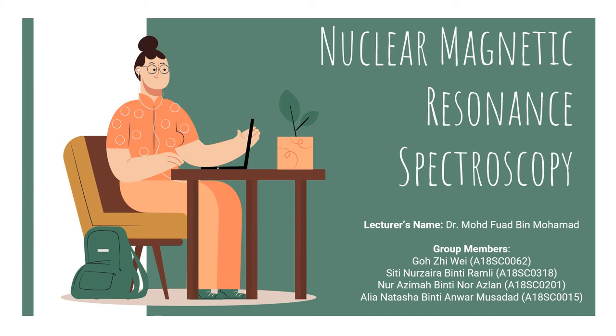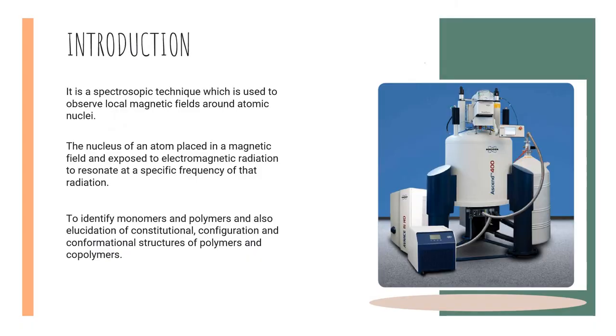I believe you are familiar with this spectroscopy since we have learned this before. So let's proceed. Other than IR spectroscopy and X-ray spectroscopy, NMR is also one of the spectroscopic methods that can be used to characterize polymers. It is a spectroscopic technique used to observe local magnetic fields around atomic nuclei. The basic principle of NMR is that the nucleus of an atom placed in a magnetic field and exposed to electromagnetic radiation will resonate at a specific frequency of that radiation.